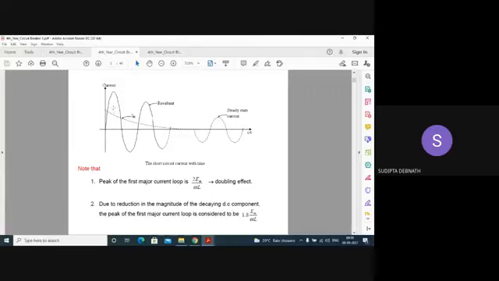AC component is maximum here, but at that point this DC component is not Em by 2 omega L; it has decreased to some value, Em by omega L. So instead of twice Em by omega L, we write 1 by 8 Em by omega L.